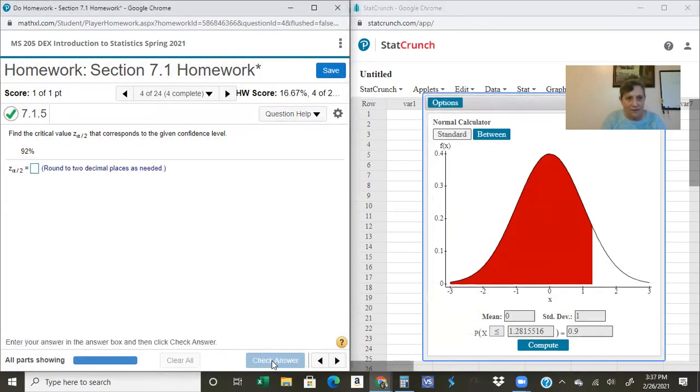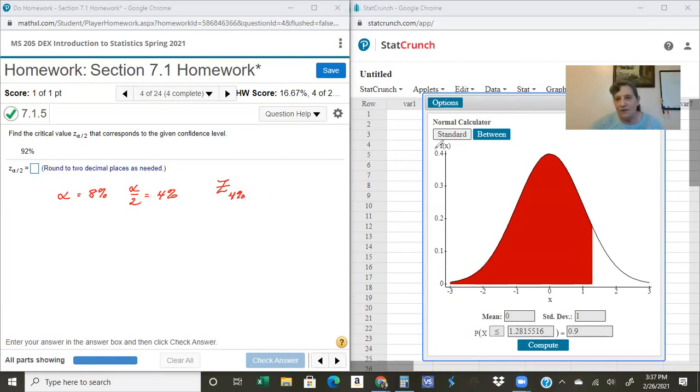What if we looked at a different amount? 92%. For 92%, that means that alpha is 8%, which means alpha over 2 is 4%. So we want to find the z value for 4%, but this, again, is the amount of space above it.